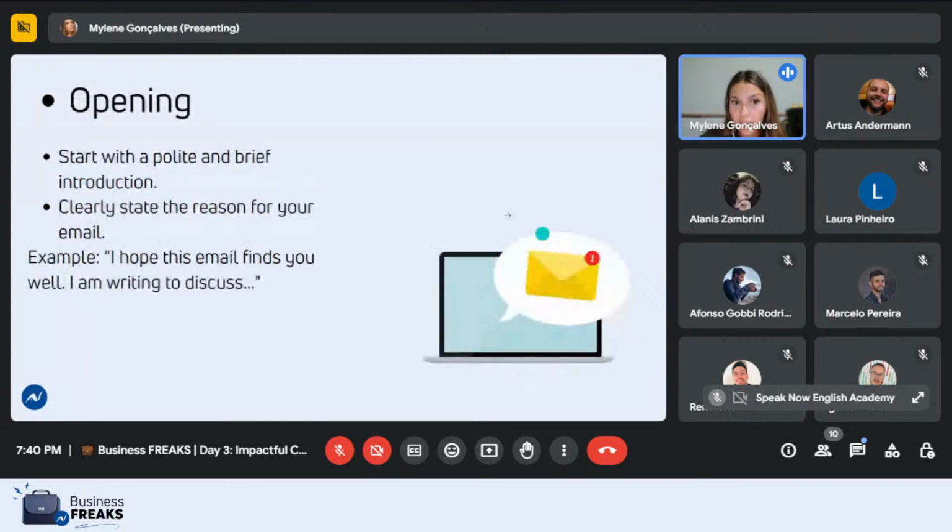Okay, next one, the opening. The opening part of your email: what is going to be discussed? So you have to tease and say, "I hope this email finds you well. I hope you're doing great." Say something like this. You can be formal but not like a robot. We want to have the communication as clear as possible, but not as robots.